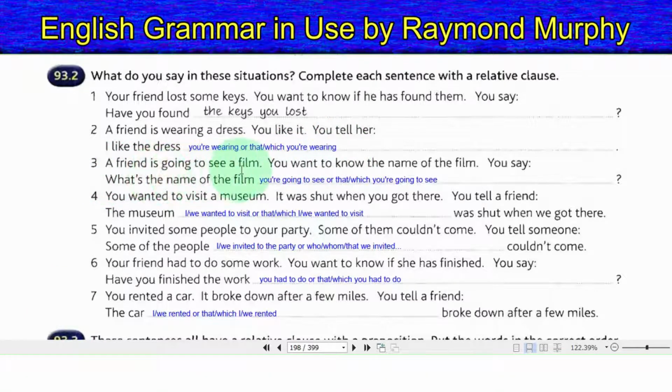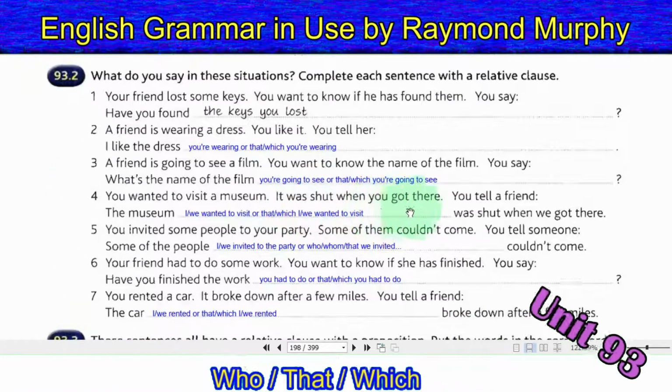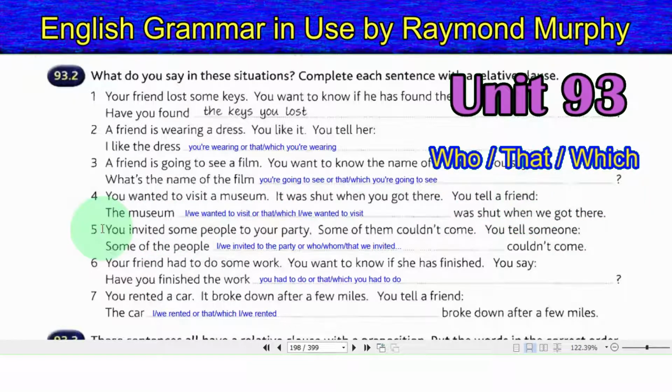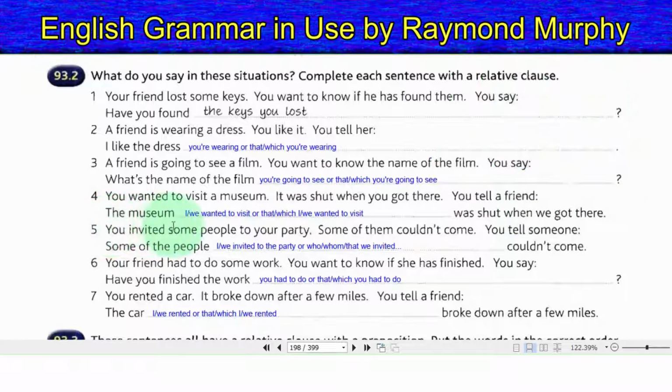A friend is going to see a film. You want to know the name of the film. You say, what's the name of the film you are going to see, or that you are going to see? You wanted to visit a museum. It was shut when you got there. You tell a friend. The museum we wanted to visit, or that we wanted to visit, was shut when we got there.